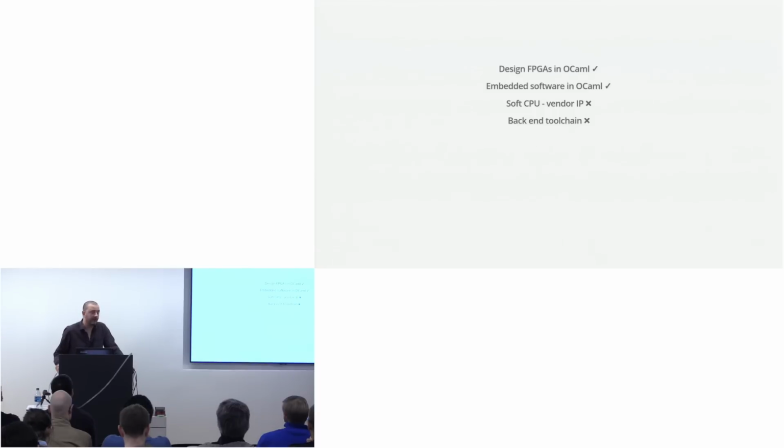What we don't have, at least for this demo, is a soft CPU in OCaml, like designed with HardCaml. So we're using some vendor IP for that instead. I'm sorry, I will do better next time. And then there's the backend toolchain. So that's like the Xilinx FPGA place and route tools, and quite frankly, life's too short.